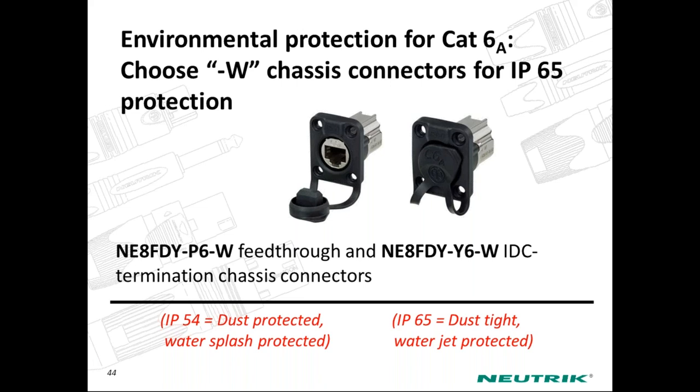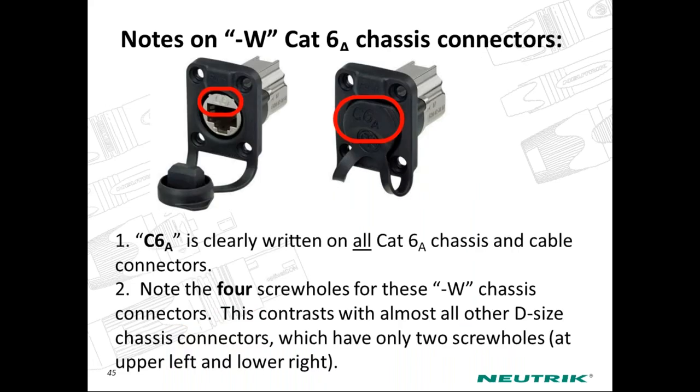If you move on, we'll just take a look here in those notes that, again, C6A is clearly written on all these CAT6A chassis connectors. Note the four screw holes here. This is unusual for a D-size connector. If you want to have a good seal here, you've got to apply four screws, to be sure that you really screw that front flange down well.